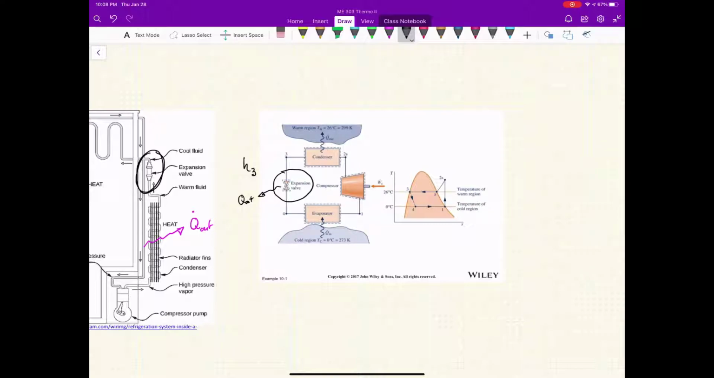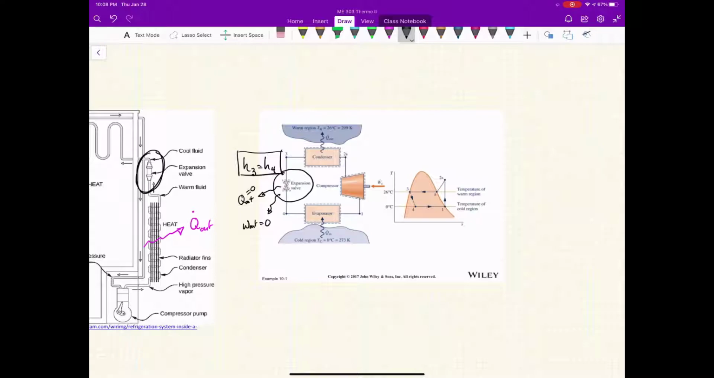So Q out is equal to 0, and work out is also equal to 0. And so if we're at steady state, the unsteady term goes away, and all we're left with is the convective term. And since the mass flow rate going in is the same as the mass flow rate going out, it boils down to H3 equals H4. That's the effect of a throttling valve.